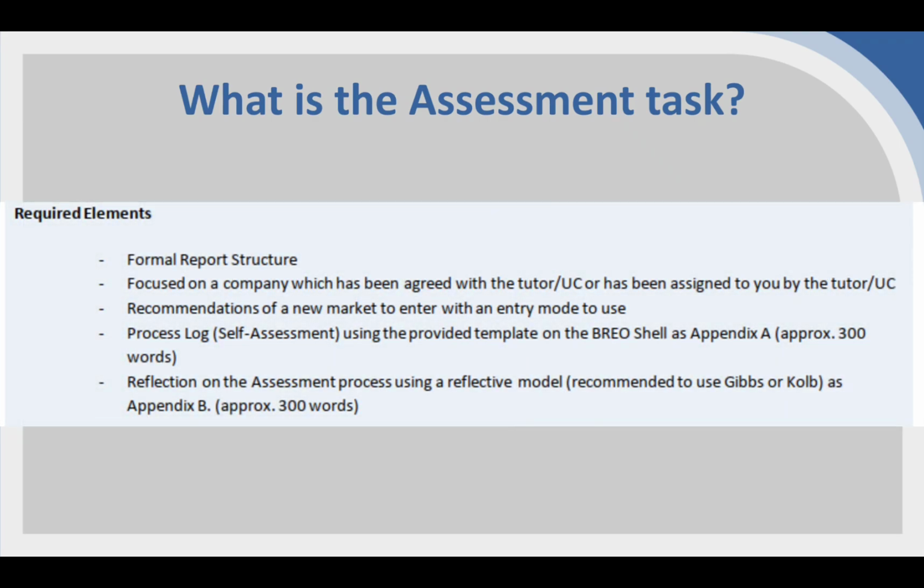So the required elements: a formal report structure. It is a formal business report using a company that you've discussed and agreed with your tutors. You must have a recommendation of a new market, meaning a new national market, a new country to enter, with a specific entry mode to use. So that's FDI, exporting, joint venture, some kind of specific entry mode to actually enter that market.